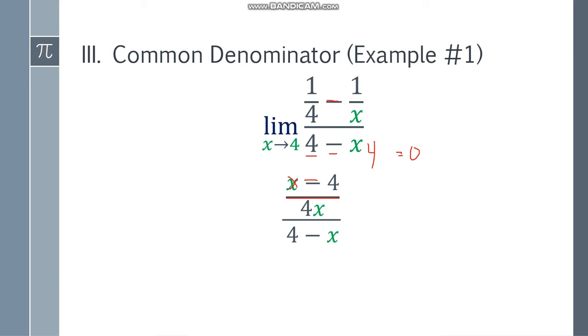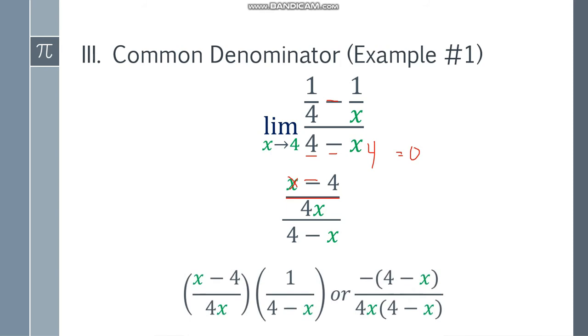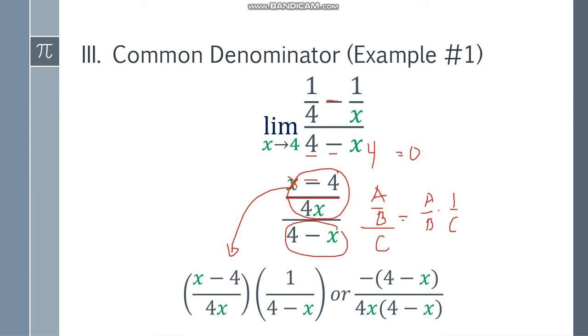And for the denominator, we have 4 minus x. So we can get the reciprocal of this one. Remember, a over b over c is equal to a over b times 1 over c. So c becomes 1 over c, in the multiplication part. As you may have noticed, we have 4 minus x here and x minus 4. As much as possible, we need to reduce the function. So x minus 4 could be like this one.